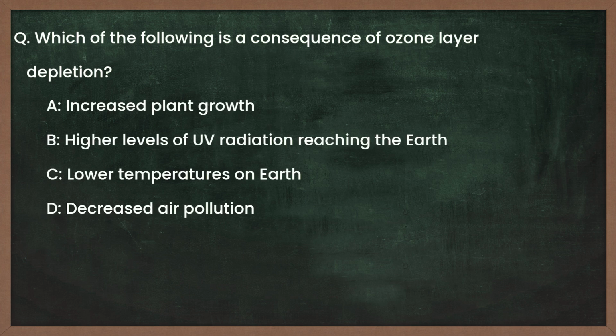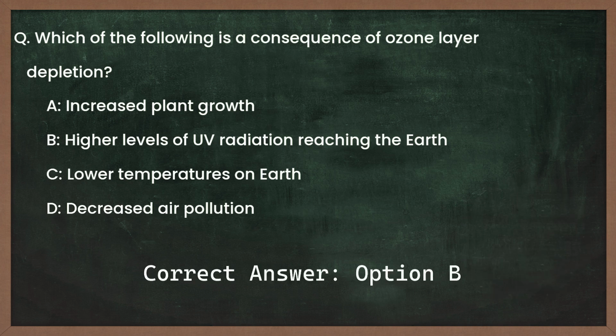Option A, increased plant growth. Option B, higher levels of UV radiation reaching the Earth. Option C, lower temperatures on Earth. Option D, decreased air pollution. You have 5 seconds to answer the question.